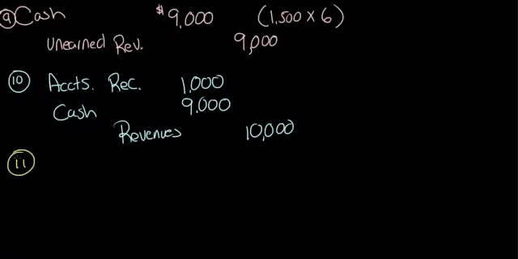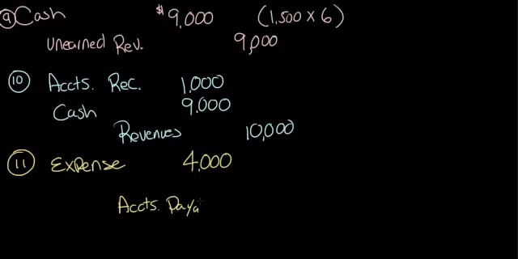Journal entry number 11. BTab incurred $4,000 of additional expenses through year end. As of December 31st, all but $700 of the amounts had been paid. So we had expenses. We're going to debit expenses of $4,000. We know we still have an accounts payable of $700 because the problem tells us that we have $700 that's still outstanding. So the amount of cash that they had actually paid is $3,300.